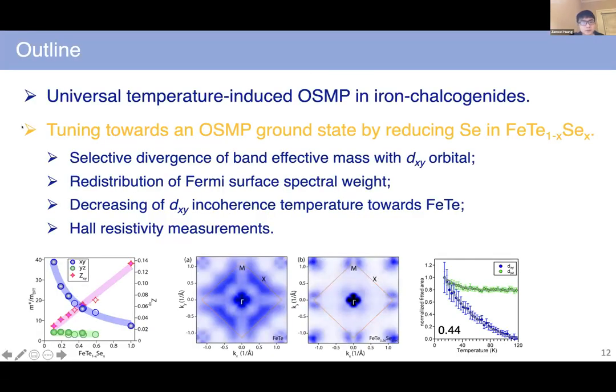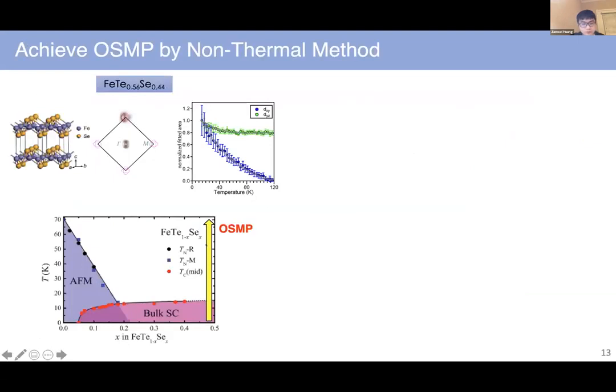So now I'm going to show you how we tune towards the OSMP ground state by reducing this selenium. First, we have previously shown that in this iron tellurium selenium, the optimal compound, we can induce this OSMP state by increasing temperature. Then what if we tune across this x-axis?